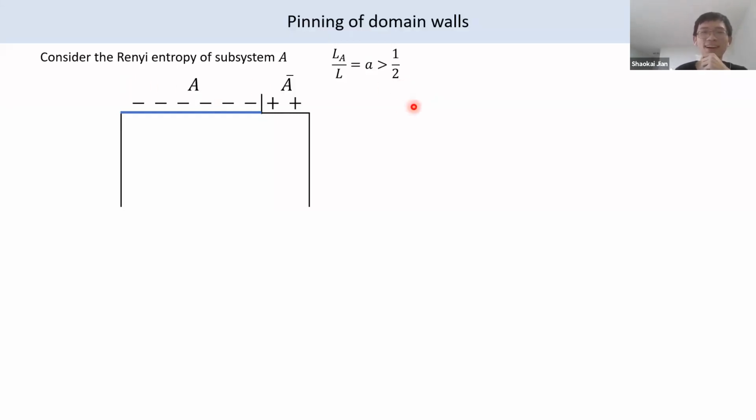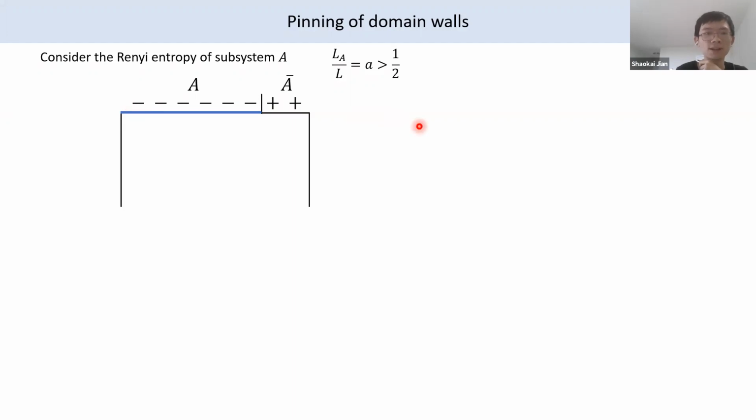So another consequence of the magnetic field is the pinning of domain walls. We consider the Renyi entropy of system A. Suppose the ratio between L_A and L is little a, and it is larger than 1/2. This is a schematic plot of the boundary condition. Minus means swap operator and plus means identity. Or you can say minus means phi 2 direction and plus means phi 1 direction.